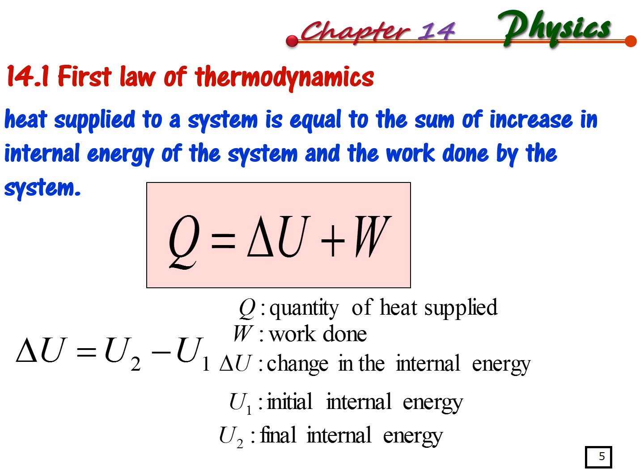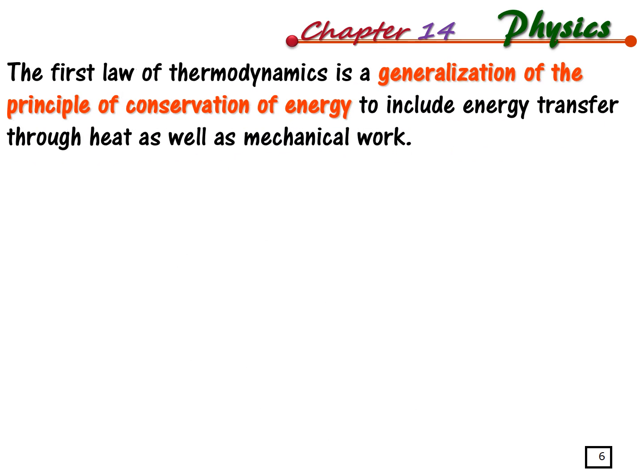Actually, the first law of thermodynamics is a generalization of the principle of conservation of energy. In other words, the first law of thermodynamics obeys the conservation of energy. It means that the total energy is always conserved. If the input Q is 10 joule, then delta U plus W also must be 10 joule. So there is no energy loss from the system. Energy loss here means that if Q is 10 joule, delta U plus W also must be 10 joule, cannot be less than that.